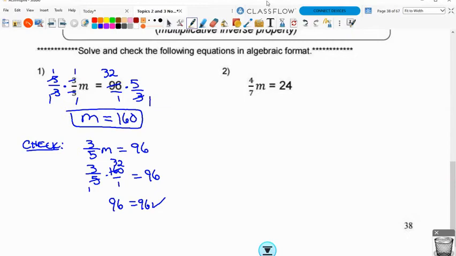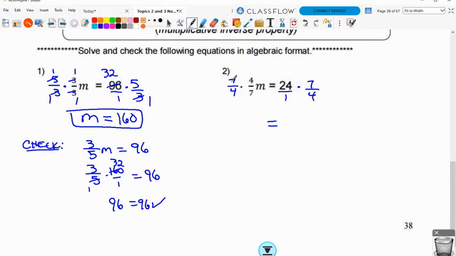In the second example, we have 4/7 m equals 24. Instead of dividing each side by 4/7, remember we would technically have to multiply by the reciprocal, which is 7/4. So let's do that on each side. I'm going to multiply by 7/4 on the left. So I'll multiply by 7/4 on the right and put 24 over 1. Bring your equal sign down.